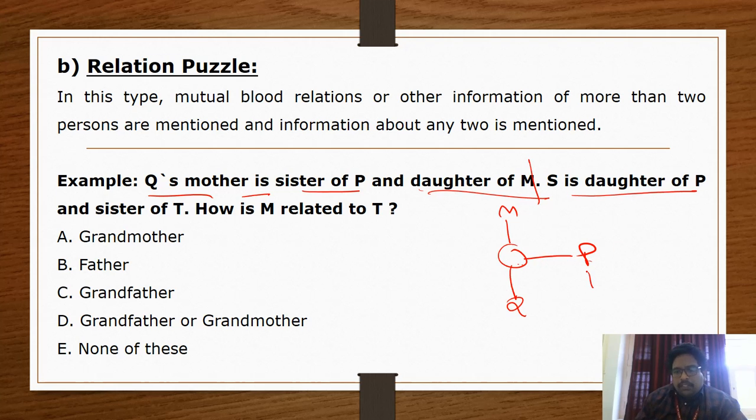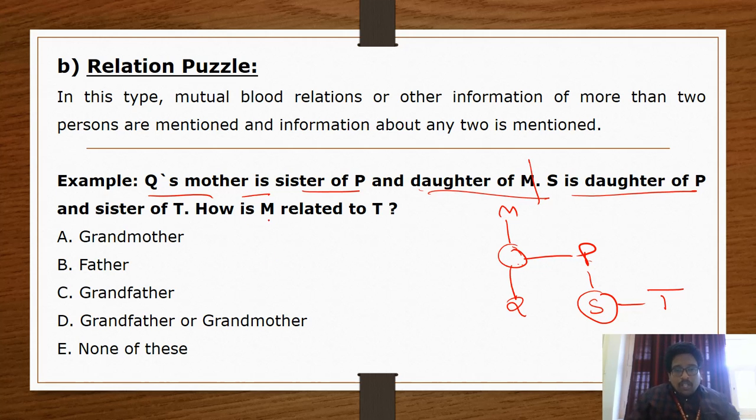S is the daughter of P, so S's gender is given. S is the daughter of P and sister of T. That's it. So the gender of only S is given. One female gender is given, name is not given. M, P, Q, T gender is not even defined. So don't get excited and end up with wrong answers. And there is no marriage relationship, so I can't draw any double line.